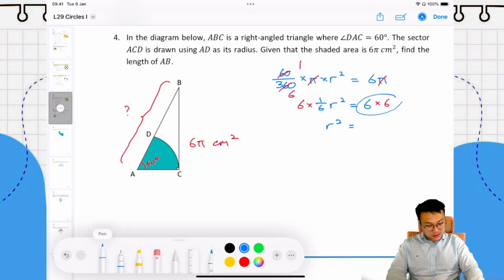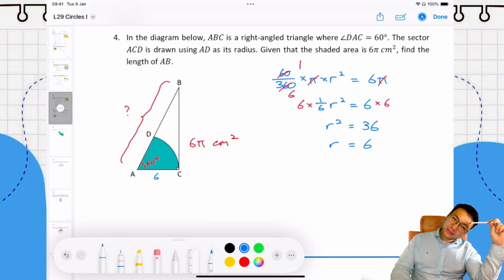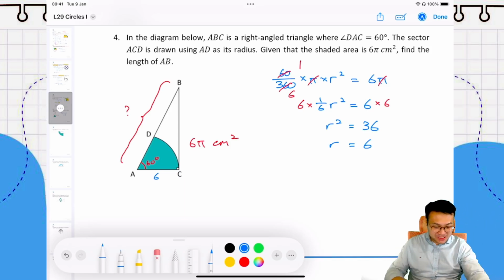This will become 1, and then this will become 36. So what is r? 6. There you go. So now we know that this AC is 6. But does it even help you to find the length of AB? No. I don't know, we're stuck.